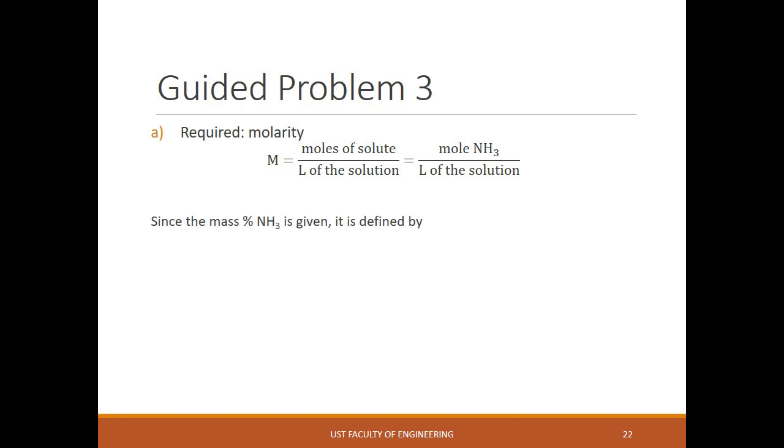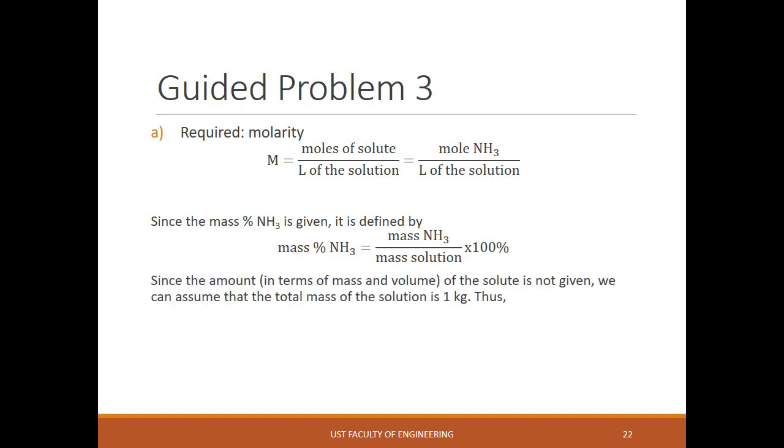Recall that mass percent of ammonia is equal to the mass of ammonia divided by the mass of the solution times 100%. Since the amount of the solution, whether in terms of volume or mass, is not given, we can assume that the total mass of the solution is 1 kilogram. Thus, it allows us to solve for the mass of ammonia using the mass percent formula. Solving for the mass of ammonia, it will give us a value of 298 grams ammonia.